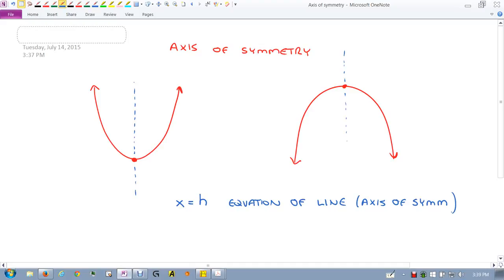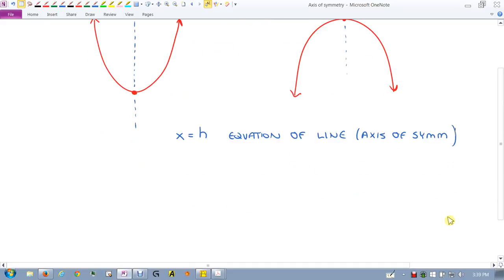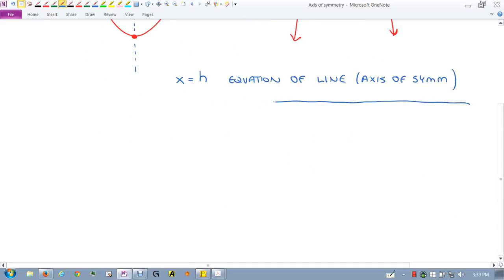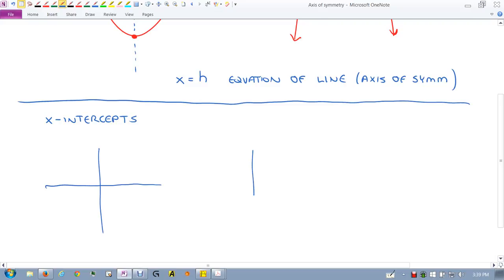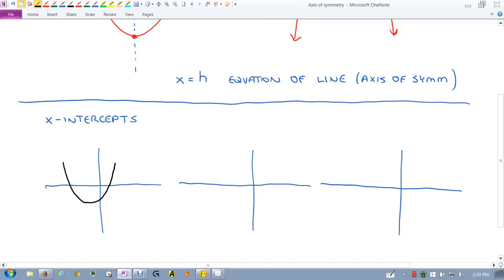Now let's talk a little bit about intercepts. Intercepts, remember, are wherever the graph hits the axes. Let's start with x-intercepts. When it comes to x-intercepts, we're saying where does the parabola hit the x-axis, right? There are three possible scenarios that we could have. You could have a parabola that hits the x-axis in two places, right? Does that make sense?